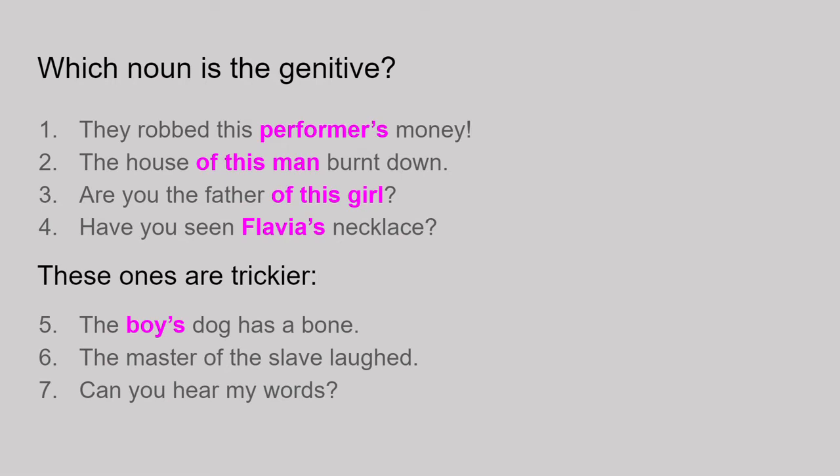For number 6, the slave here is the genitive. He has the of attached to him. Here, he has possession of the master. The master of the slave left. I'm purely speaking grammatically here, it's his master.